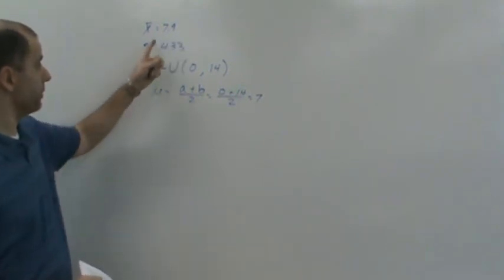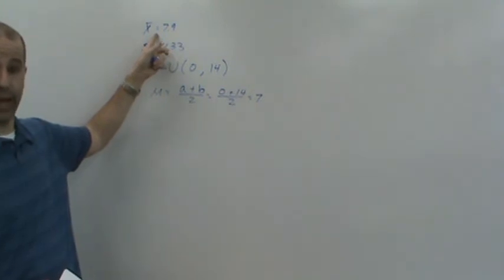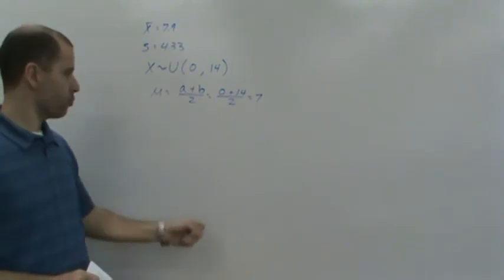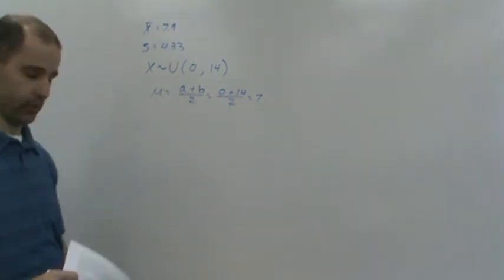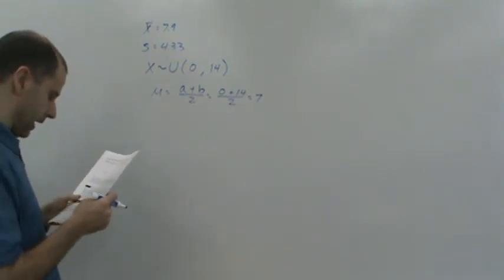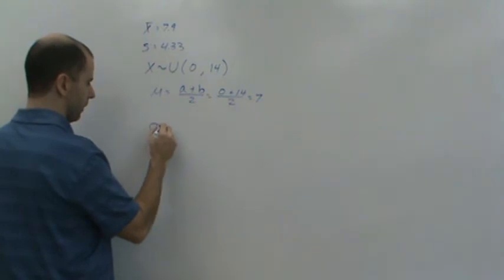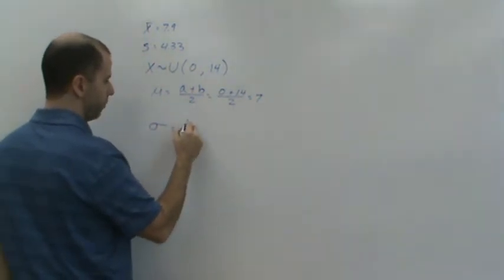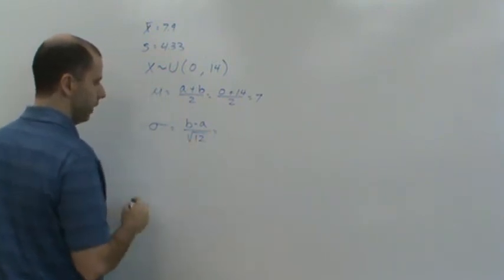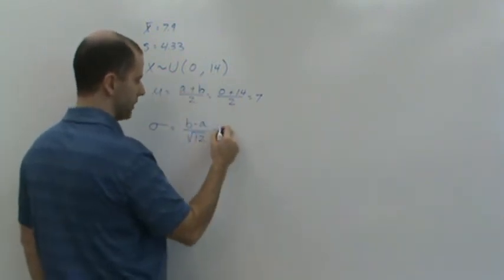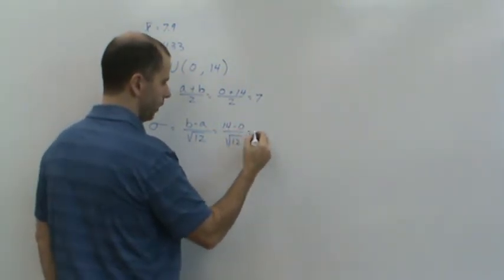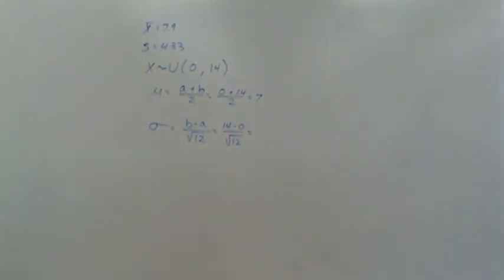Now, look what we got from the sample mean. It was 7.9. So it's pretty close. And we're about a passenger off, but it's still pretty close. Okay? So now, what about the standard deviation? Well, the standard deviation is going to be what? B minus A divided by the square root of 12. Okay? So what is B minus A? 14. It's 14 minus 0 over the square root of 12. So what do we get? Well, let's find out.